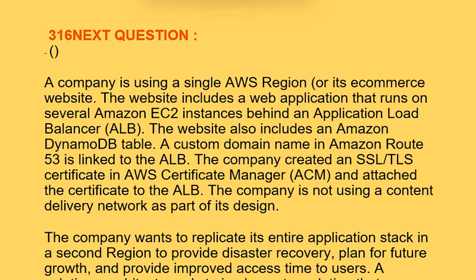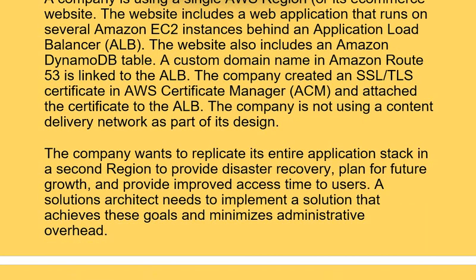The company created an SSL/TLS certificate in AWS Certificate Manager (ACM) and attached the certificate to the ALB. The company is not using a content delivery network as part of its design. The company wants to replicate its entire application stack in a second region to provide disaster recovery, plan for future growth, and provide improved access time to users.